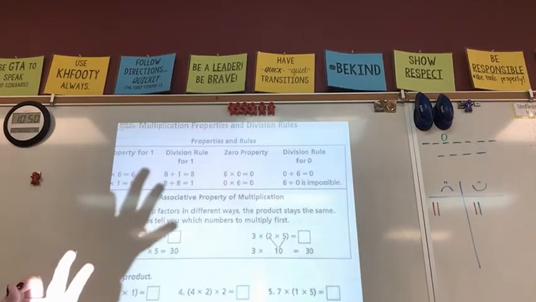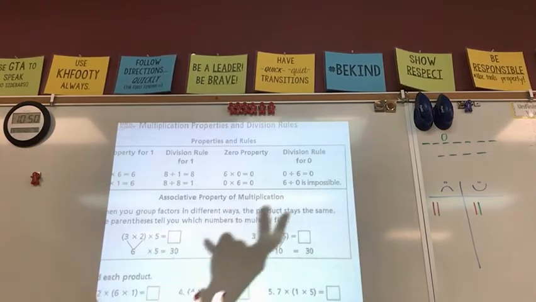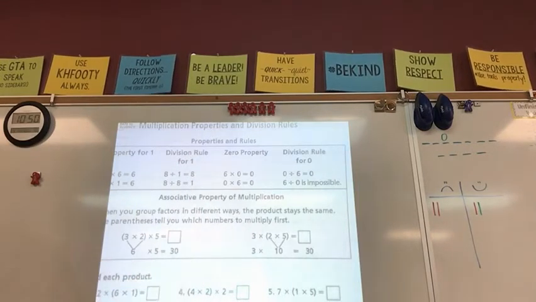Capiche? So when we are doing the associative property of multiplication, we're taking our factors that we know can move around because of the commutative property, and we're grouping them differently with these parentheses marks. Let me show you what I mean. It says when you group factors in different ways, the product stays the same, but the parentheses tell you which numbers to multiply first. And that's a huge deal in math.